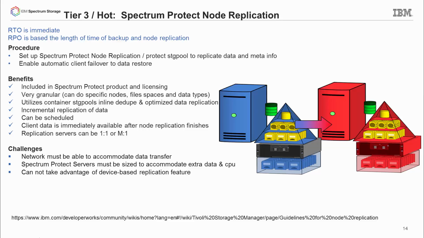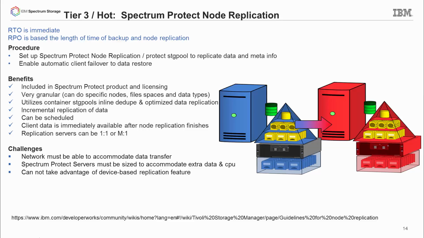In order to set up node replication, you do have to have two Spectrum Protect servers. The first server is obviously your production Spectrum Protect server, your primary server. Your second server could either be another Spectrum Protect server that's being used to protect other machines, or it could just be a Spectrum Protect server that's dedicated to disaster recovery.